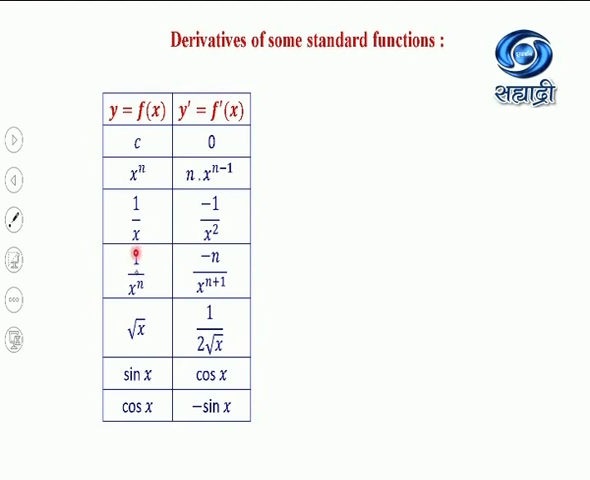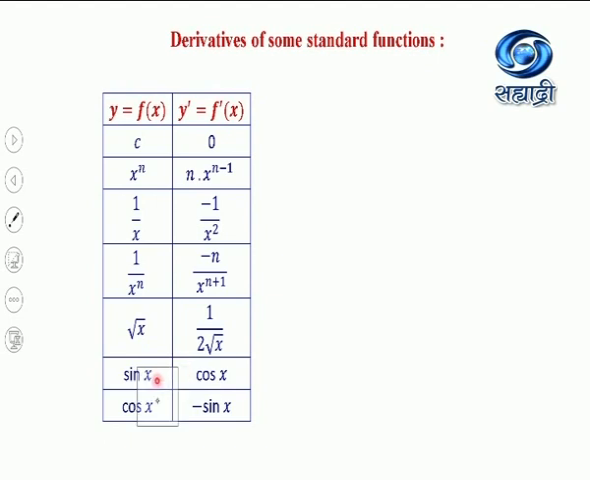Similarly, we consider the next function, that is 1 upon x. Now its derivative is given by minus 1 upon x square. Now in general, derivative of 1 upon x raised to n is given by minus n upon x to the power n plus 1. Students, these are standard formulae we learn in 11th standard already. Now, the function is root x. Now its derivative is given by 1 upon 2 root x.